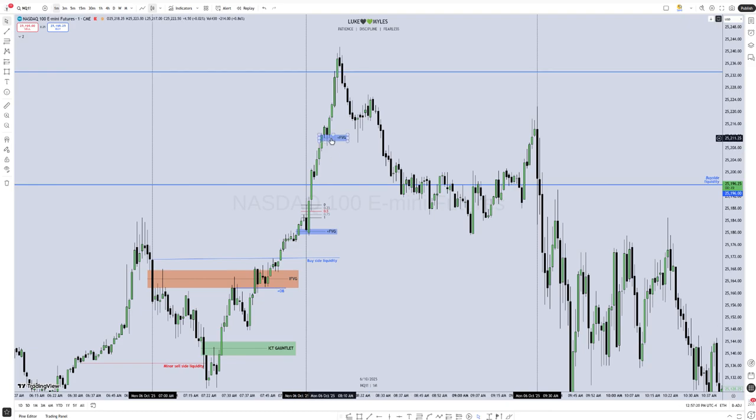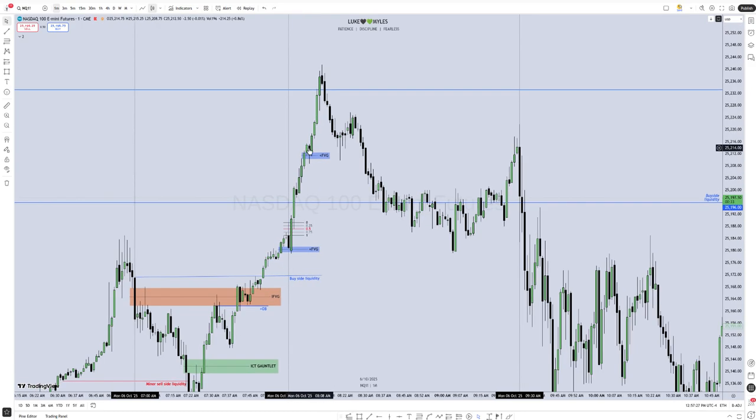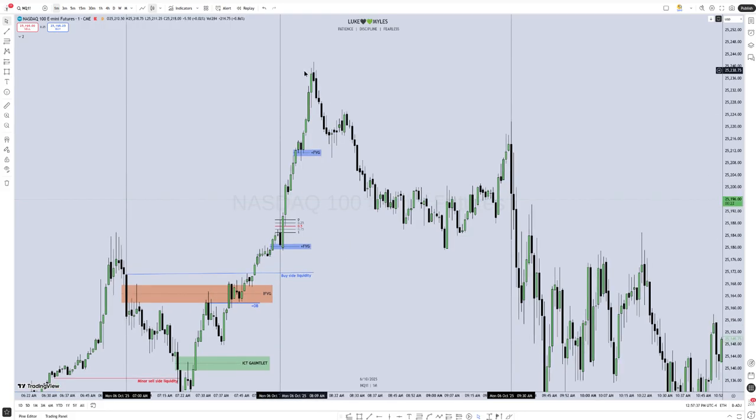Note that bodies are respecting the consequent encroachment of that. The wicks are doing the damage. So we rally into negative 0.25. If I can take this off, and that is done with. So at 8 a.m. we rally into the negative 0.25. We drop lower. We have a fair value gap right there.